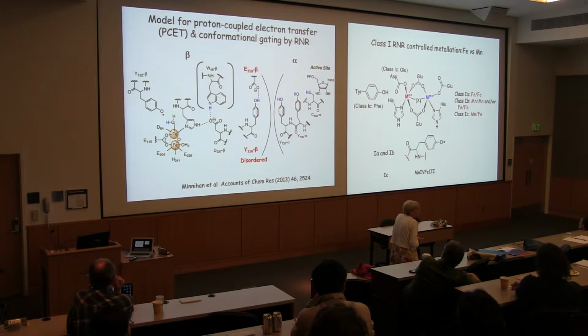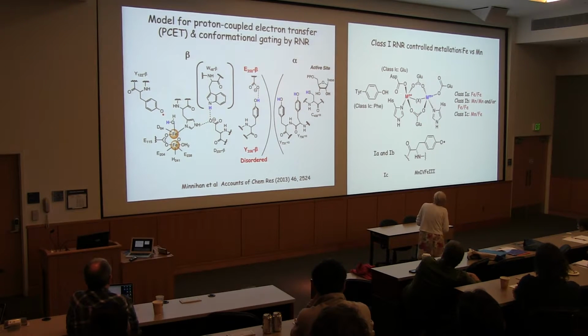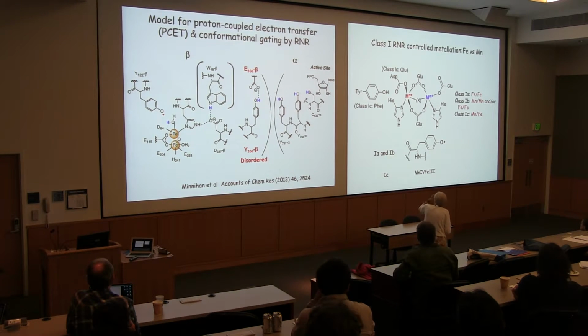and why I changed from studying this in the test tube to studying it inside the cell. Okay, so the 1A has 2 iron 3, starts with 2 iron 2s, and it ends up with 2 iron 3s and a radical, okay? So it's a diferric tyrosyl radical cofactor.